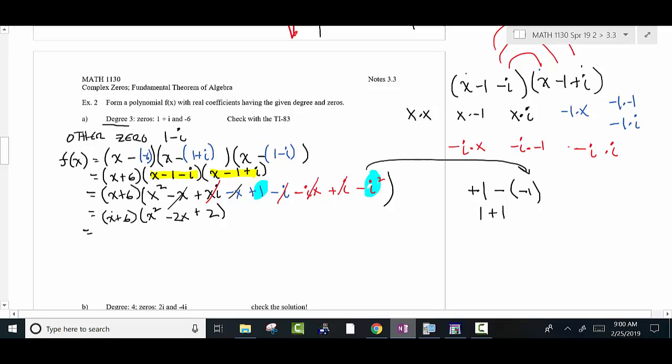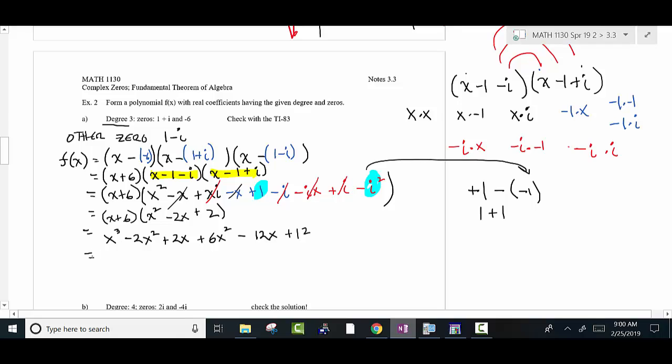We're going to take x times x squared, which is x to the third. x times negative 2x is negative 2x squared. x times 2 is plus 2x. It's not as hard this time because we don't have the i's to worry about. Then we have 6x squared. And then 6 times negative 2x is negative 12x. And then 6 times 2 is plus 12.